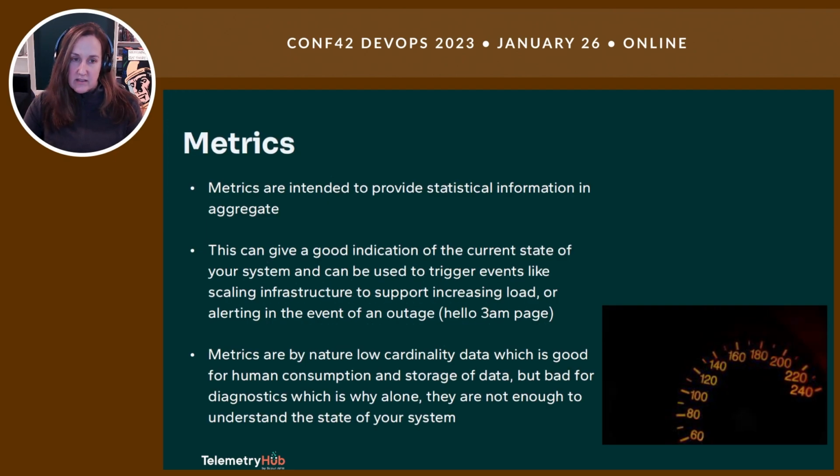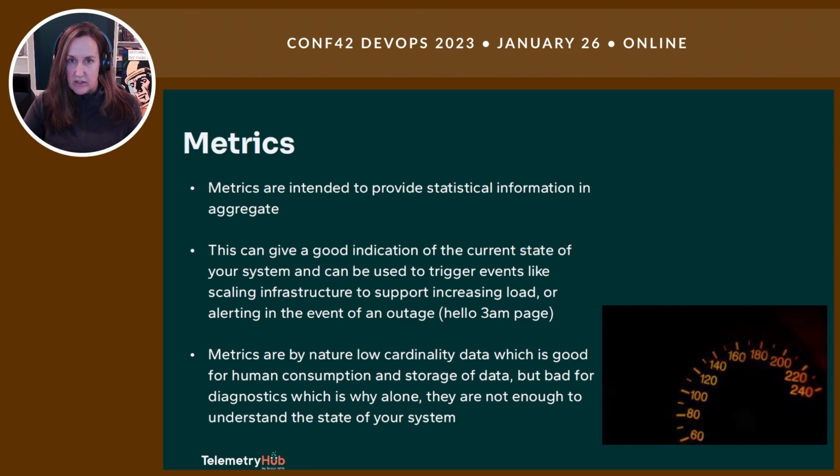Metrics is a good starting point. Metrics are intended to provide statistical information at aggregate. This is what we're all familiar with. It can give you a really good indication of the current state of things, and it's a great place to set your alerting. This is more like that traditional monitoring, at a high level.